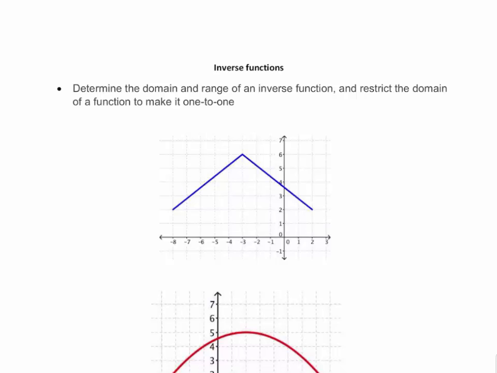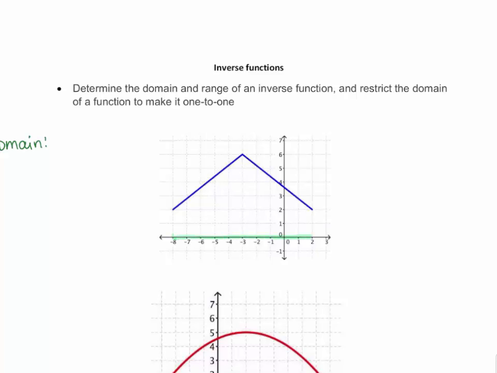So let's go ahead and take a look at this first set of problems. We're asked to determine the domain and range of an inverse function and then restrict it to make it one-to-one. If you look at this first graph, the first thing we're going to do is determine the domain and range of this particular function. So what is the domain? The domain for this function would be all values that get mapped to something in y, right?